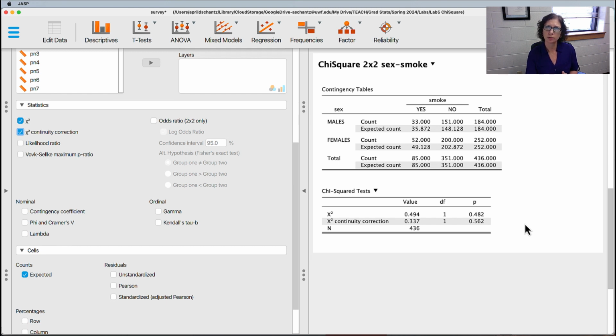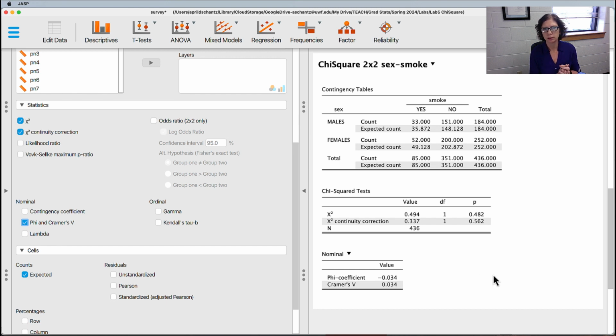And the effect size we use for a 2x2 table is called phi. Whereas if we have a bigger table, it's Cramer's V. And our little checkbox here would give us both, but because we have a 2x2 table, we're paying attention to the phi coefficient, which is negative 0.034. Now that's pretty weak. Think of it like your correlation magnitude cutoffs, like 0.1, 0.3, 0.5. A 0.1 is weak, and this is 0.03. So very weak, which makes sense with a non-significant test.